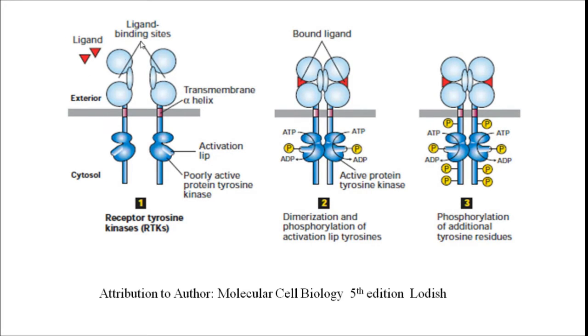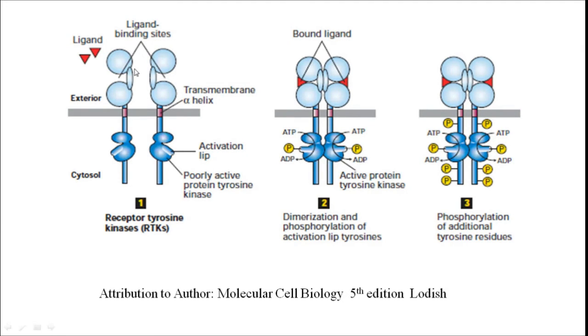So on the extracellular domain you can see ligand binding sites are there. This is the N-terminal domain. Now, this is the transmembrane alpha helix. It helps in passage of this receptor through the cell membrane. On the intracellular domain, you can see the activation loop is there and poorly active protein tyrosine kinases are there.